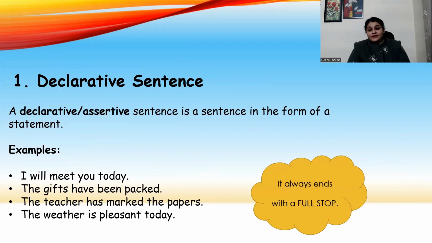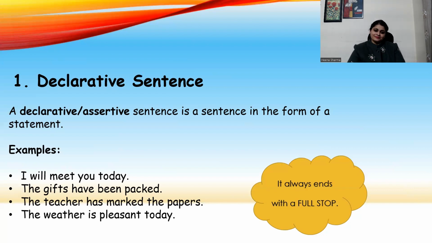Talking about the declarative sentence. A declarative sentence is also known as an assertive sentence. It is a sentence in the form of a statement, and as the name suggests, declarative means it tells you something. They talk about information, some fact, or just a statement about something or somebody.